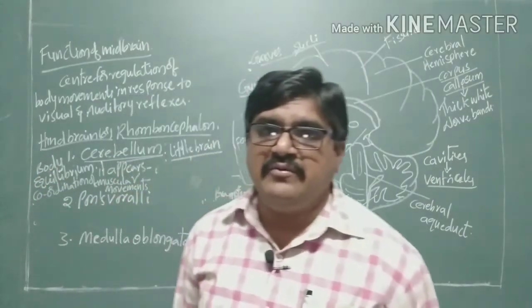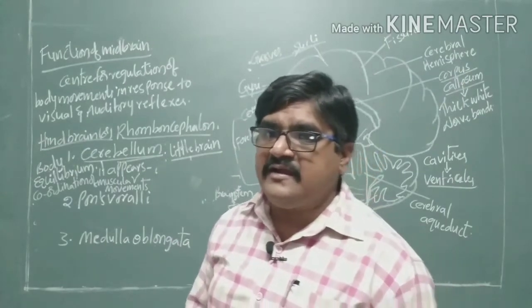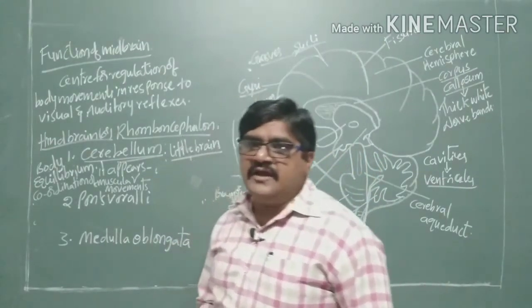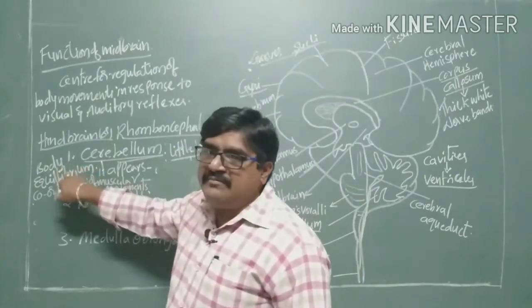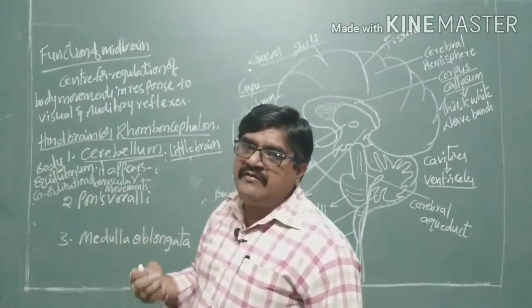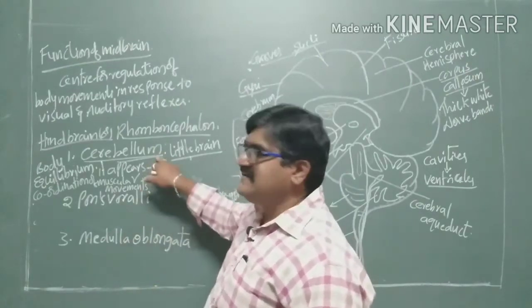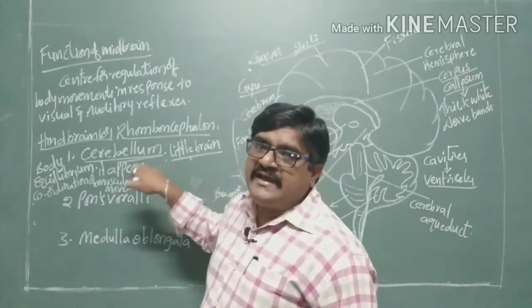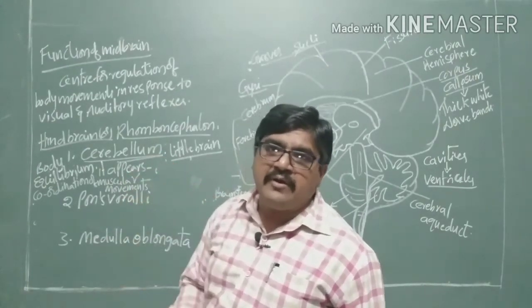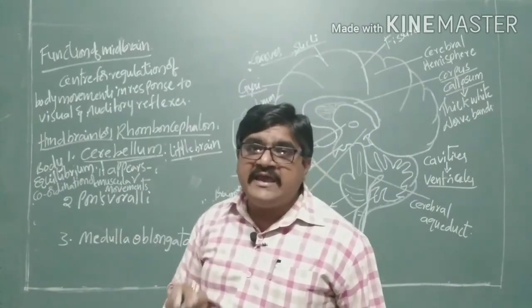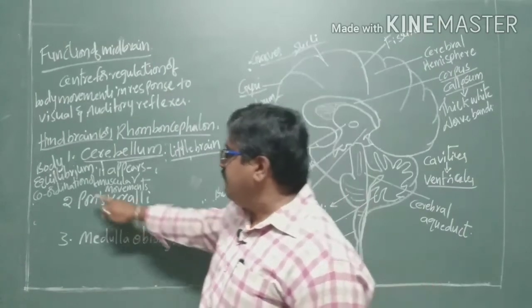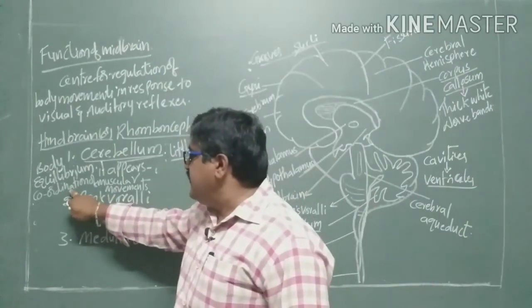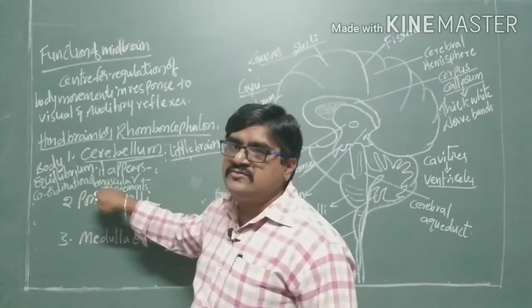The best example is a drunk person, who cannot walk properly. The alcohol affects the cerebellum, so the body equilibrium is not maintained. Not only that, the coordination of muscular movements is also under the control of the cerebellum.